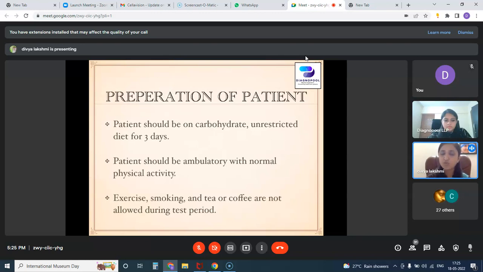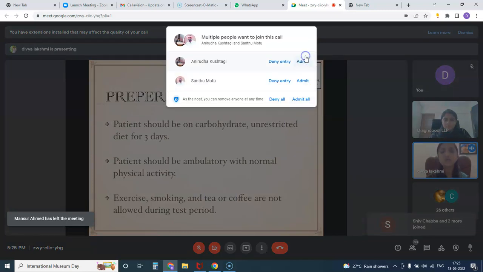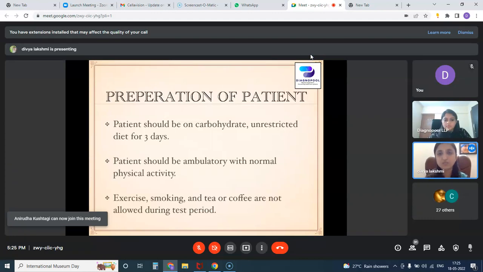How will you prepare the patient? The patient should be on a carbohydrate unrestricted diet, that is, he should be taking his food normally. And he should be ambulatory, that is, moving around, not on bed rest. Third, after giving the first sample, ask the patient not to smoke, do heavy exercise, or drink coffee or tea until he gives the second hour and third hour sample. This preparation is very essential when you are doing GTT. I want everybody to remember the difference between GTT and GCT.